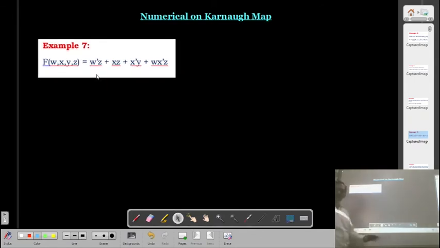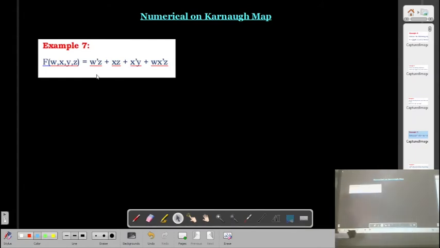Here you have to use a 4 variable Karnaugh map. Remember, because there are 4 variables, w, x, y, z is there. And if you see the expression, it is not in a canonical form. It is not in a canonical form. So you have to convert it into canonical form.